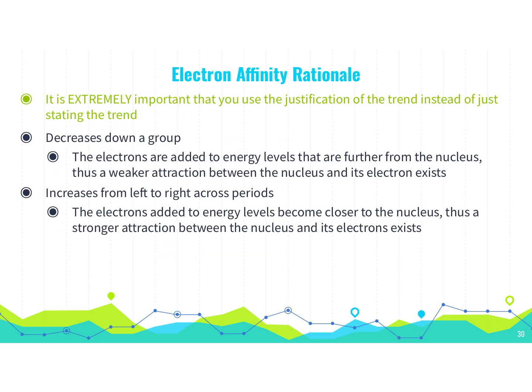Once again, the rationale: whenever we're answering a question on electron affinity or any other periodic trend, make sure we're stating a justification and not just stating what the trend is. We want to understand why fluorine is much more likely to accept an electron than lithium is, and not just state that that is the trend.